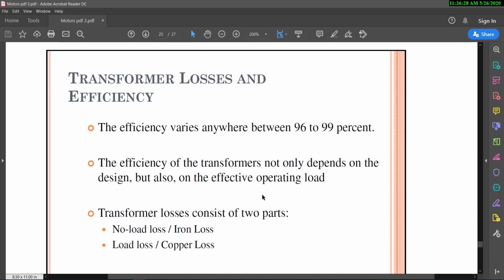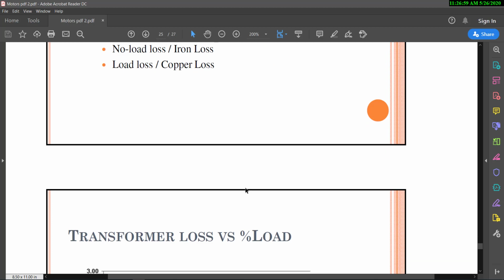The losses are the major factor that affects the efficiency of the transformer. There are two main losses in a transformer, that is no load losses and load losses. No load loss is also called iron loss, and load loss is also called copper loss. The efficiency of a transformer varies anywhere between 96 to 99%, and the efficiency of a transformer not only depends on the design but also on the effective operating load, that is no load loss or load loss.